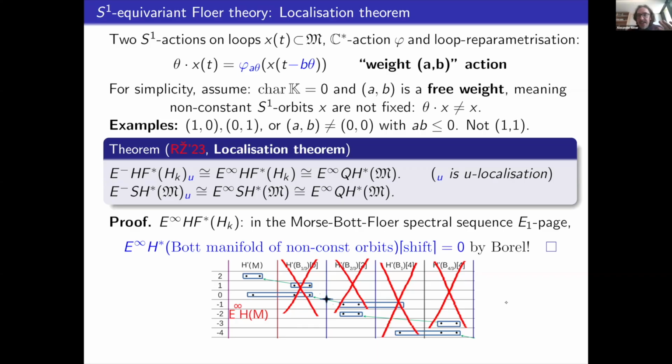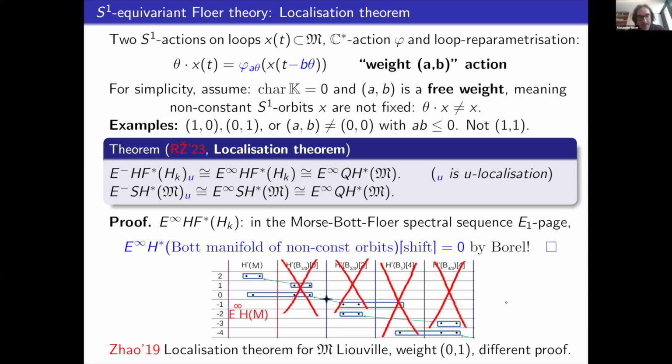Okay. And now I should say that the idea of thinking about the localization theorem in the context of Floer theory goes back to this very nice paper by Zhao from 2019. She was studying Liouville manifolds, so exact symplectic manifolds, and the S1 action she was looking at was exactly this reparameterization action on loops. So there was no action on the manifold. The proof was a bit different from ours, and in our context this result arises in a slightly different way. But this is where this whole idea originated.